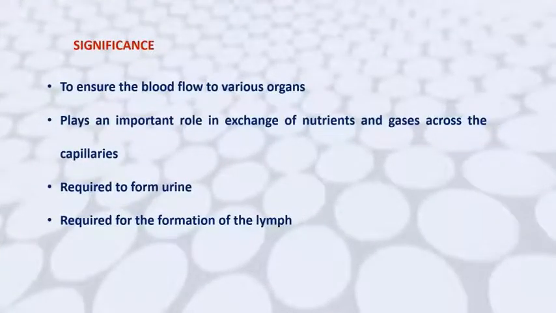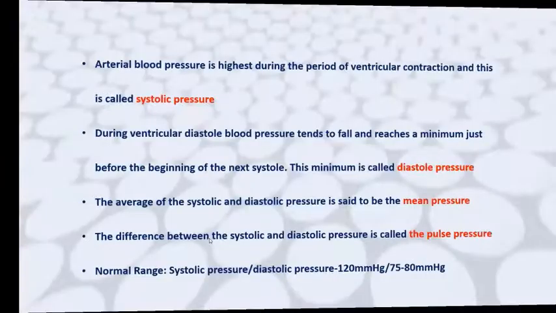Now, what is the significance of this blood pressure? The blood pressure ensures the blood flow to various organs. It plays an important role in the exchange of nutrients and gases across the capillaries. This blood pressure is required to form urine. It is required for the formation of lymph. So these are some of the significances of the blood pressure.